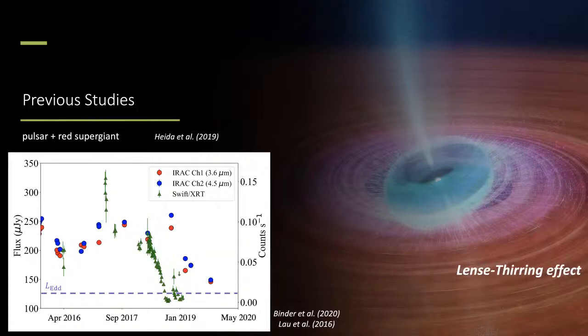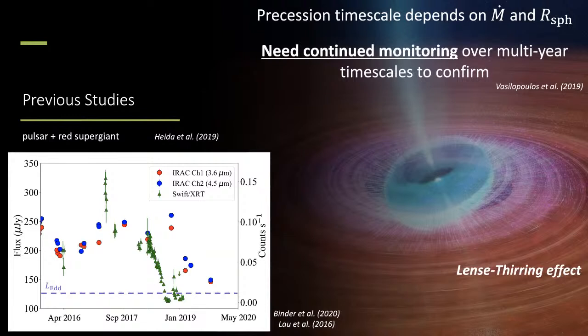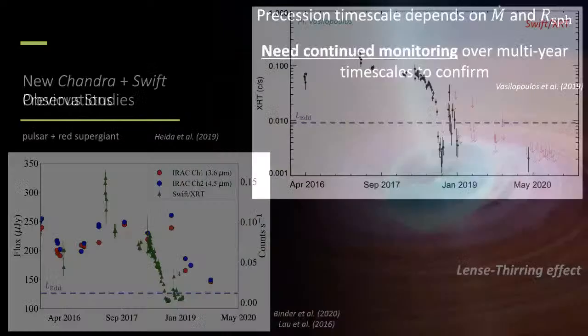And if this model is correct, that would be really interesting because the timescale of this precession depends on physical properties of the system, like the mass accretion rate and the spherization radius of the system. So if we had continued monitoring over multi-year timescales, we could confirm this model and start to place some really interesting constraints on the geometry of the system. And so that is what we have been doing.